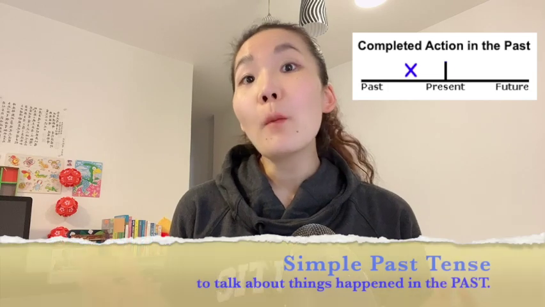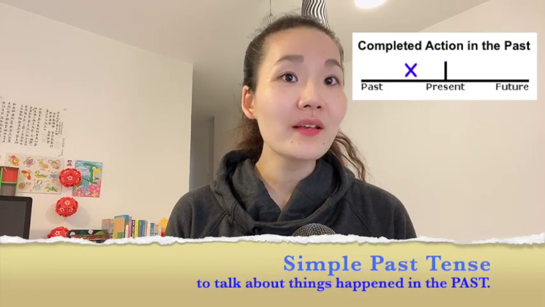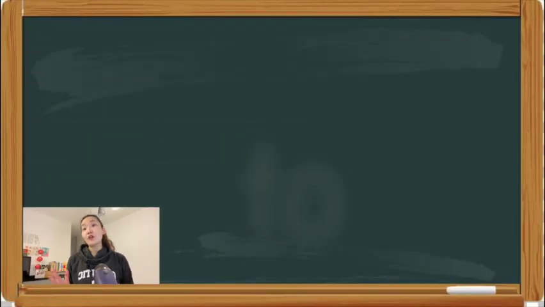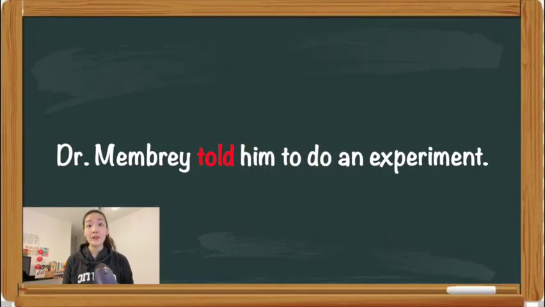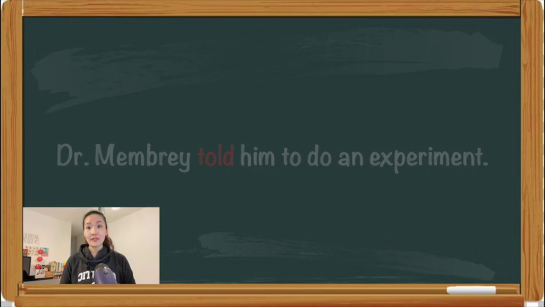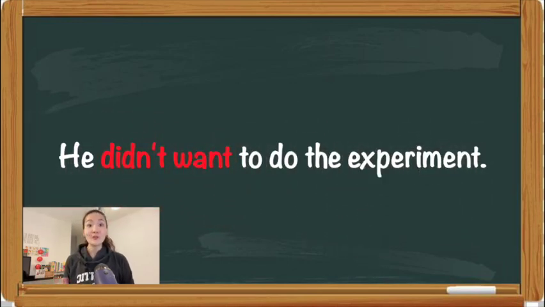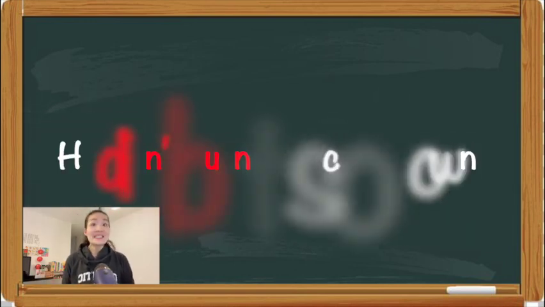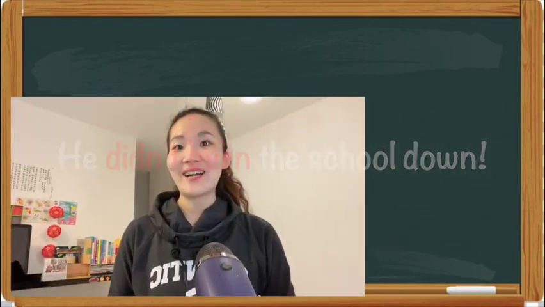We use simple past tense to talk about things that happened in the past, like in the science lesson yesterday. Here, Caden used simple past tense to talk about what happened to him yesterday. For example, Dr. Memory told him to do an experiment. He didn't want to do the experiment. It was hard, but he finished the experiment. He didn't burn the school down.